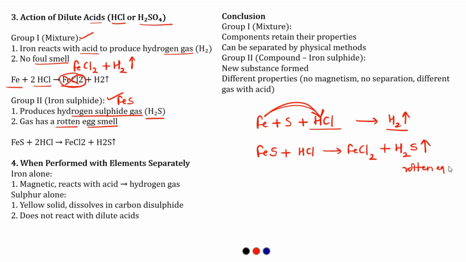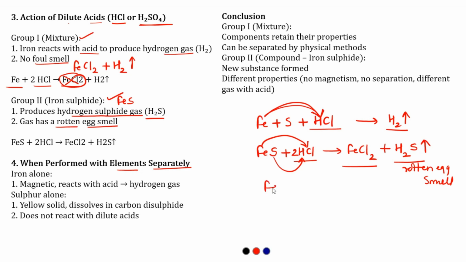So if you are getting a rotten egg smell, it is showing that there is a formation of hydrogen sulfide. Now, here it shows that this compound has completely reacted with the HCl. Iron has reacted with Cl, sulfur has reacted with H, and we have got iron chloride and hydrogen sulfide. So this is the observation we can see when we react with hydrochloric acid or dilute sulfuric acid. Now the fourth test, when performed with elements separately. Now we are going to perform the same reaction separately with all the elements. What elements do we have?